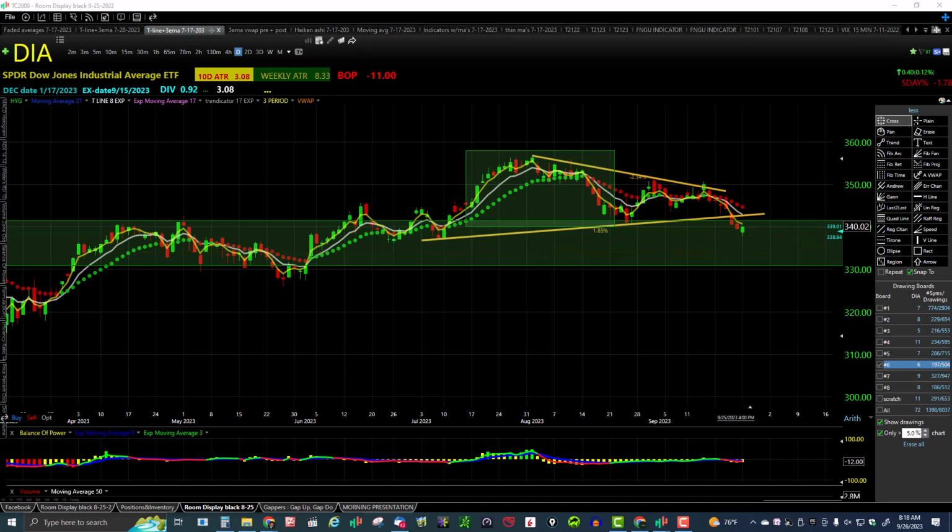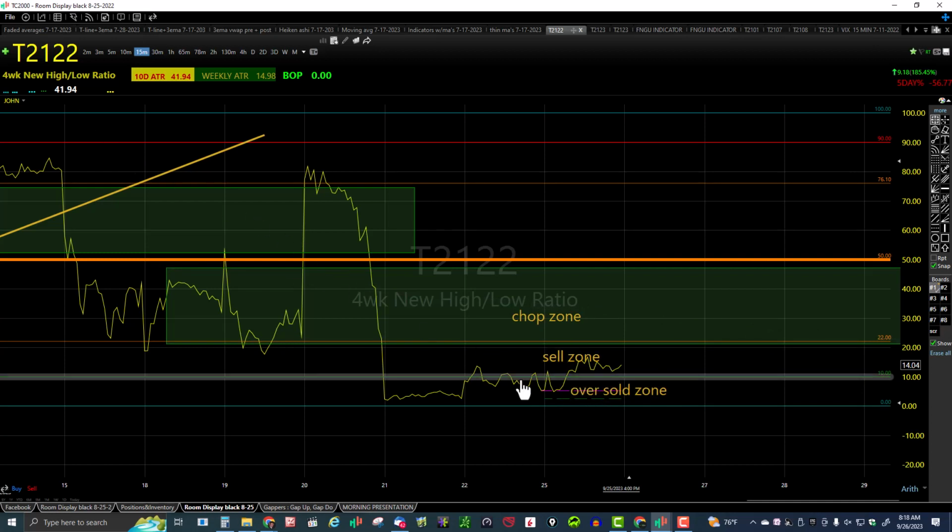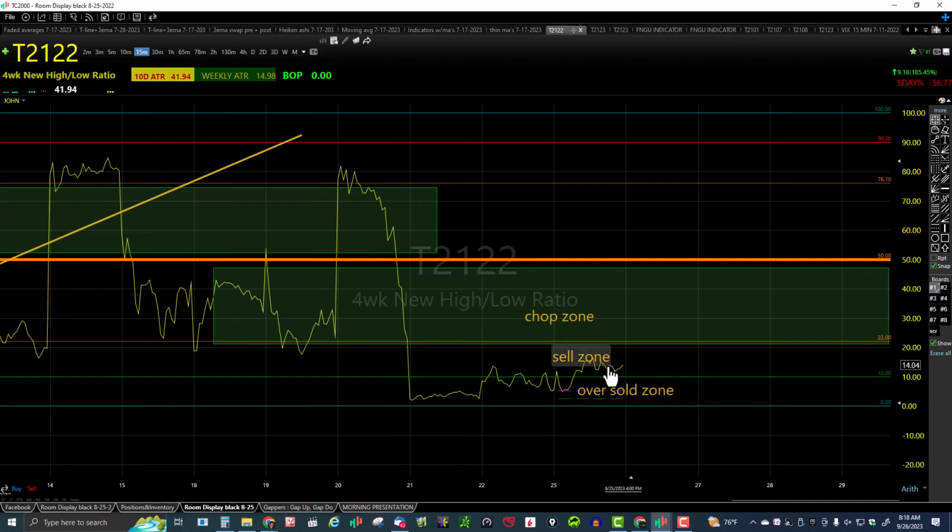We trash that. Let's go take a look at our T21 indicators. So here's our T21.22. This is the 15-minute. You can see we hung out in the sell zone and the oversold zone most of yesterday. So looking for maybe price action to make it up into the chop zone sometime today, we'll see, or maybe back into the oversold. But right now, bears are in control. All right, so we got chop zone, sell zone, oversold zone. Right now, bears have the edge.